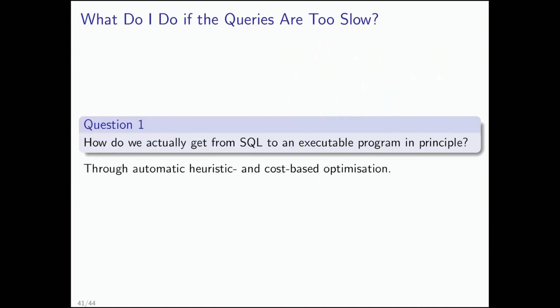Okay, so to wrap up. What do I do if the queries in my database are too slow? So how do we actually get from SQL to an executable program in principle? Through automatic heuristic and cost-based optimization. And actually you don't have to worry about that much. However, keep in mind, different systems have very different query optimizers. In general, the more you pay, the more sophisticated the query optimizer will become. So it might be worth considering using a different database system if your queries are too slow.